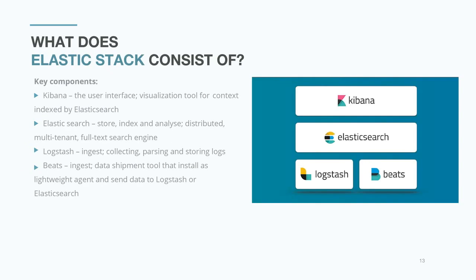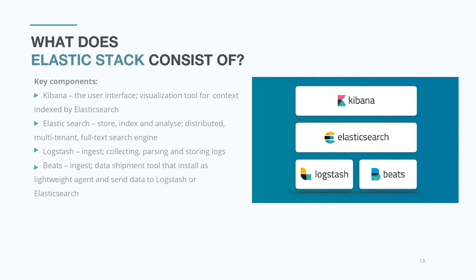Kibana, that's the user interface. It lets you search your logs, view, and visualize all collected data. Elasticsearch, that's the part that stores, indexes, and analyzes logs. That's a distributed multi-tenant full-text search engine, so it's really scalable. Logstash, that's the part that's responsible for collecting and parsing logs and sending all data to selectable storage. In our case, all data is stored in Elasticsearch.